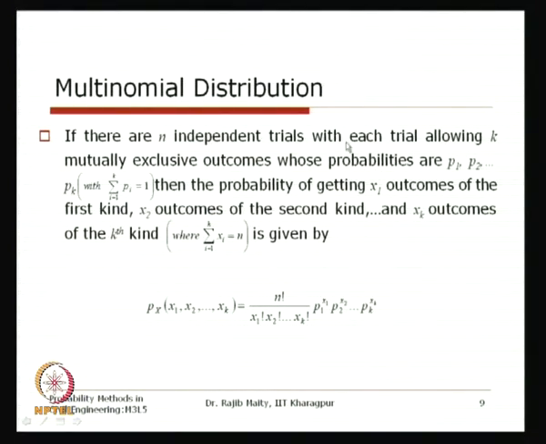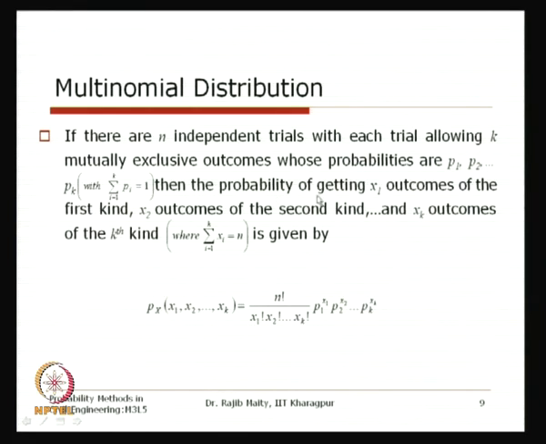Now suppose there are n independent trials, with each trial allowing k mutually exclusive outcomes whose probabilities are p1, p2 up to pk. When we say there are k mutually exclusive outcomes, just remember that for the binomial case we are talking about two mutually exclusive outcomes. Here we are making it general, mostly more than two. Obviously, as these are mutually exclusive, the summation of these probabilities should be equal to 1, which is written here: the summation of all pi from 1 to k is equal to 1.